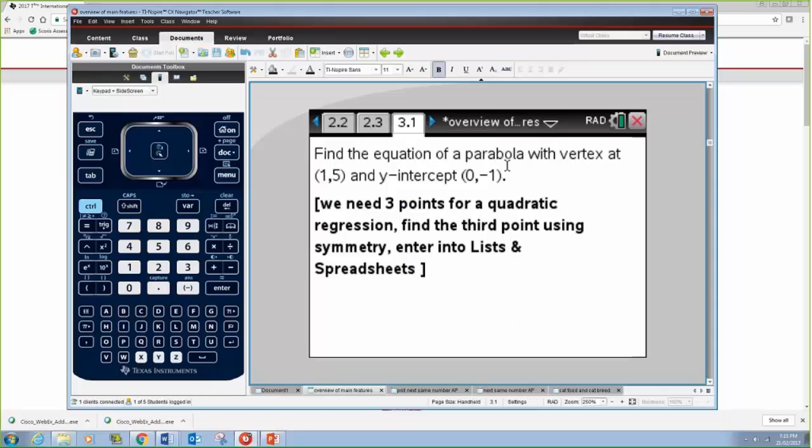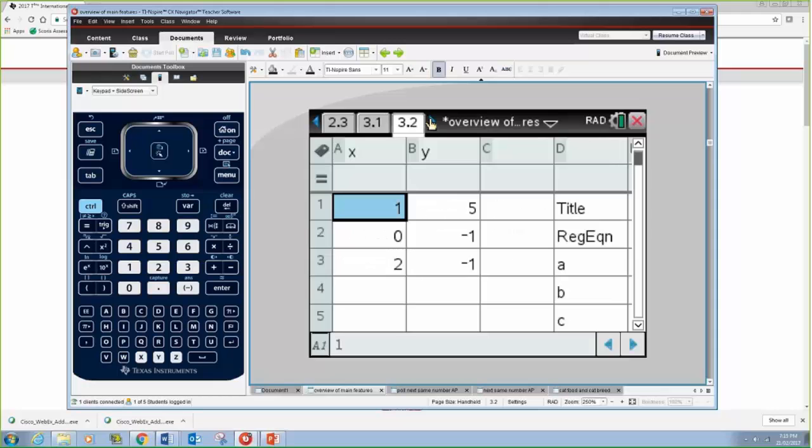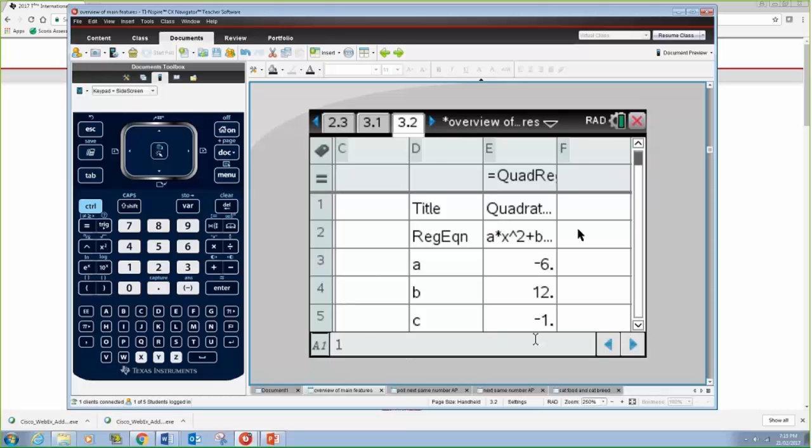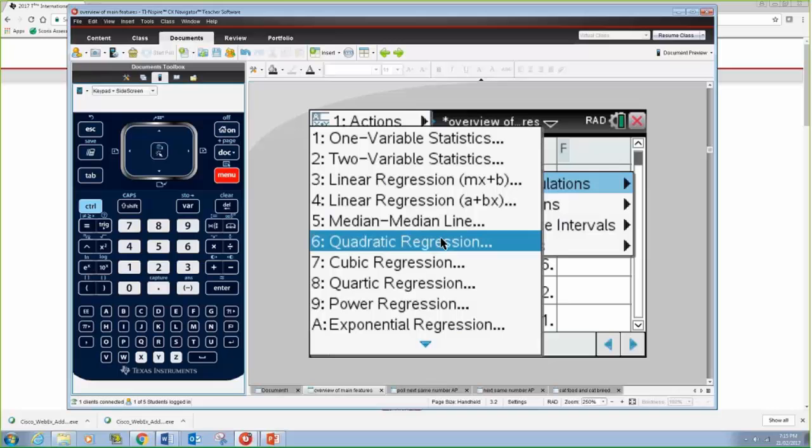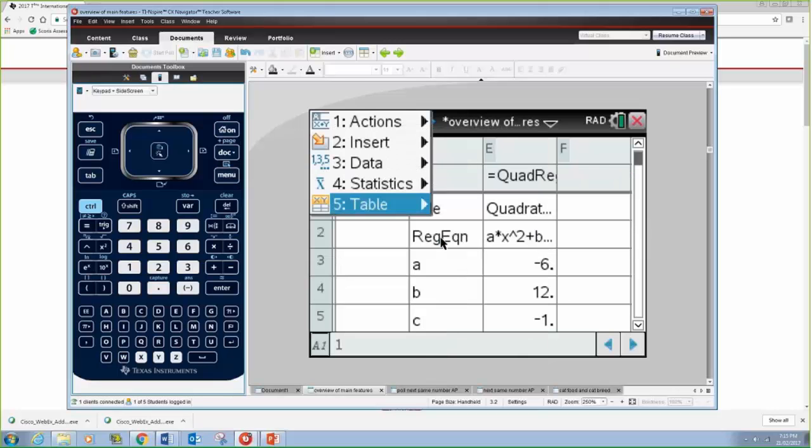Find the equation of a parabola with vertex at (1, 5) and y-intercept at (0, -1). So it's good for the students to know that for a quadratic regression they need 3 points, so they need to find the third point using symmetry. So in a similar way, we get (1, 5), (0, -1), (2, -1) from symmetry, the third point. This time I did the regression in the spreadsheet using the same feature, statistics, stat calculations, but this time choosing the quadratic regression and also entering X and Y.